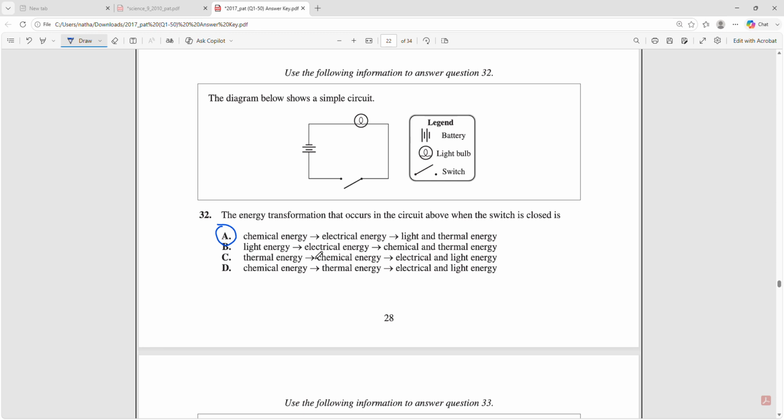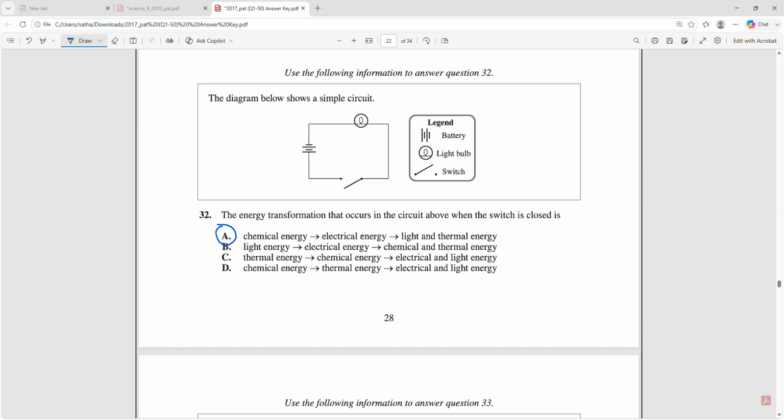Okay, and here we go. Back with question number 32. All right, so it says the diagram below shows a simple circuit. It's got a battery, a light bulb, and a switch. The energy transformation that occurs in the circuit above when the switch is closed is... and the correct answer is chemical energy to electrical energy to light and thermal energy.